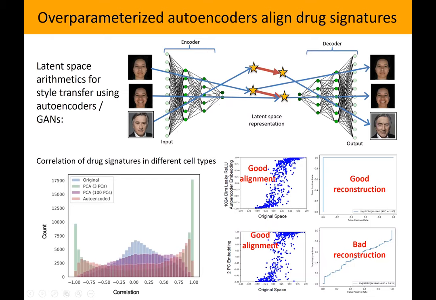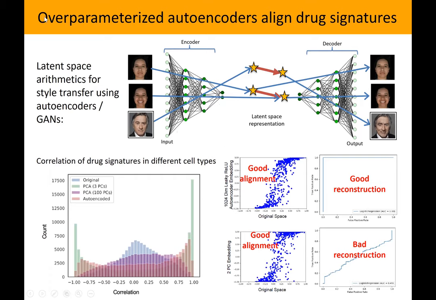So this kind of style transfer has been applied in many different applications. And of course, if you come from machine learning, then this is probably the first framework that you would try to apply in order to predict the effect of a drug, of a drug that you know in one cell type, in another cell type. Well, that's exactly what we did.